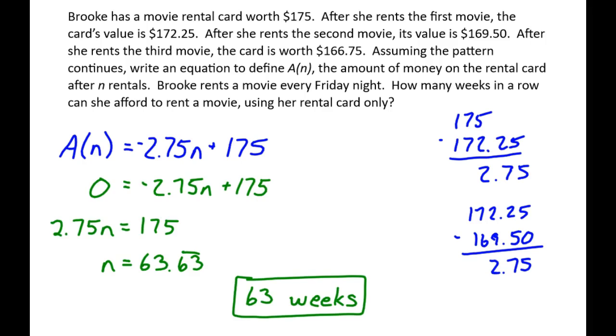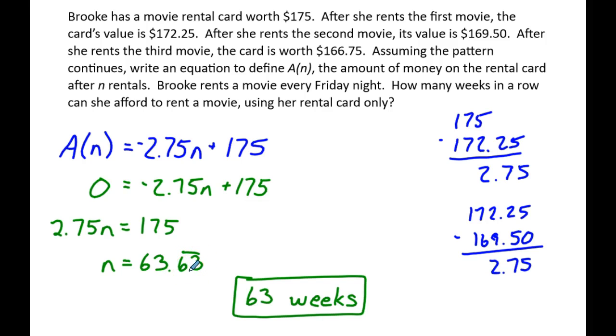So now we want to determine how many weeks in a row can she afford to rent a movie using her rental card only. So we're going to put 0 in for the amount left on the card and now solve for n. So first thing we could do is add 2.75n to the other side and then divide 175 by 2.75. When you do that, you get n equals 63.63 repeating.